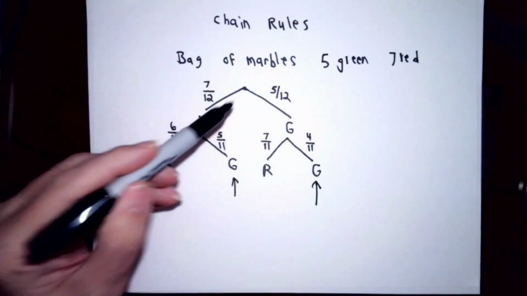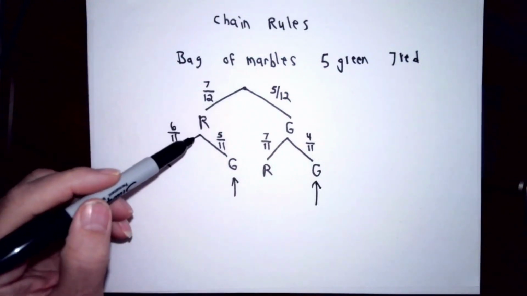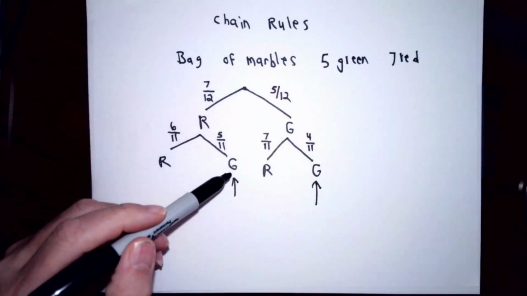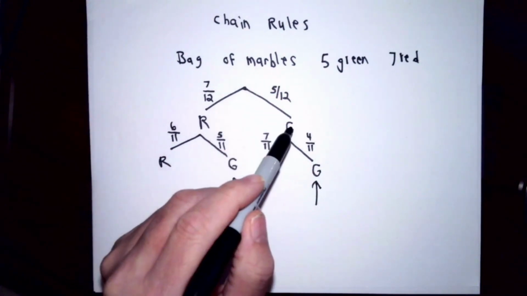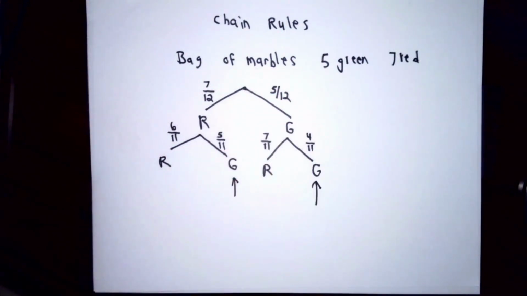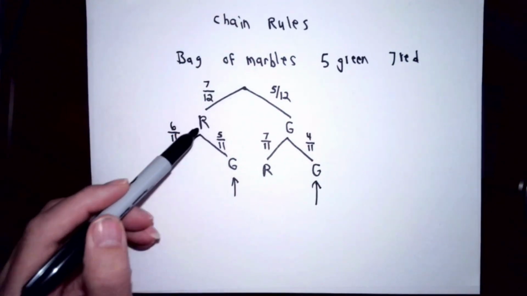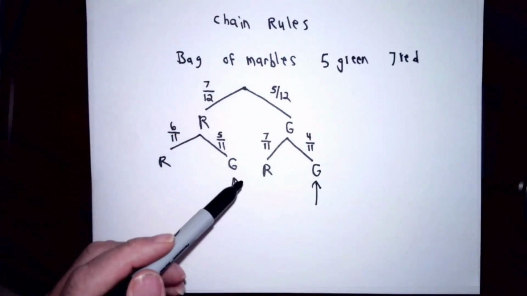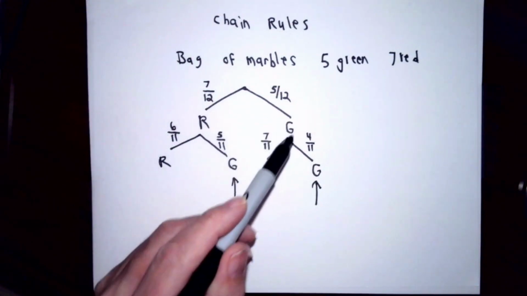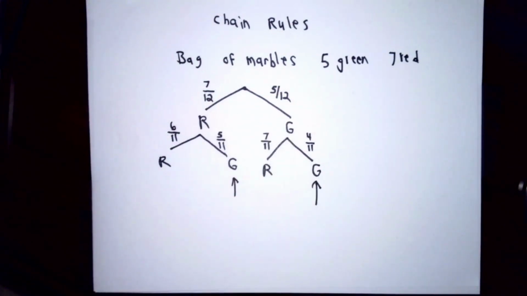The chain of events, first marble red, second marble green, and first marble green, second marble green, are mutually exclusive in the sense that if one of those things happens, then the other does not. This means the probability I end up with a green marble on the second draw can be figured out by finding the probability that I take this pathway through my diagram plus the probability that I take that pathway.